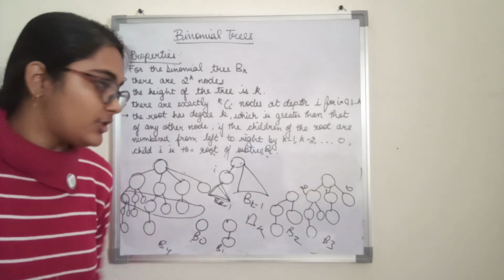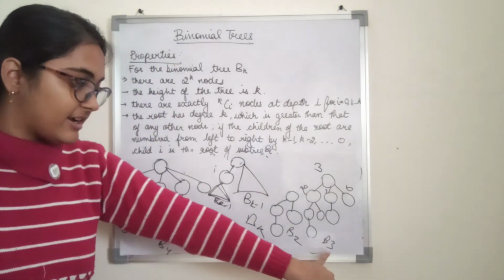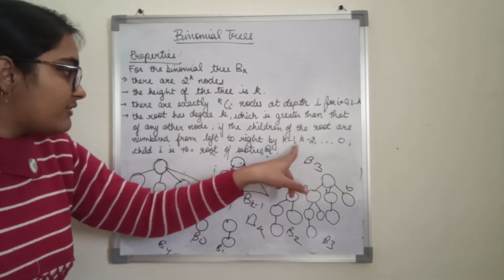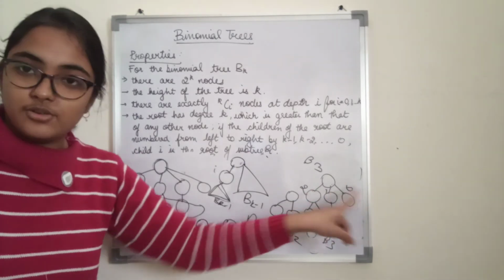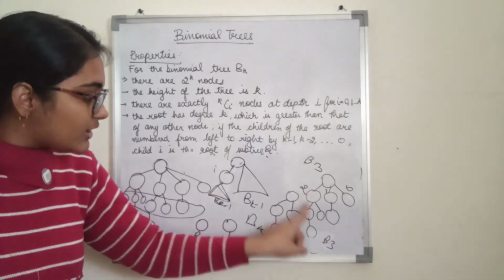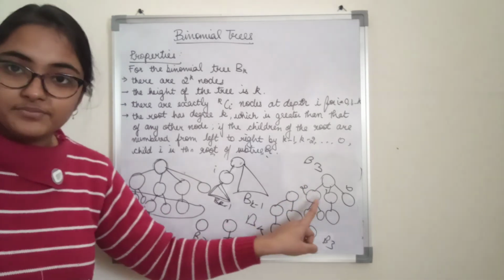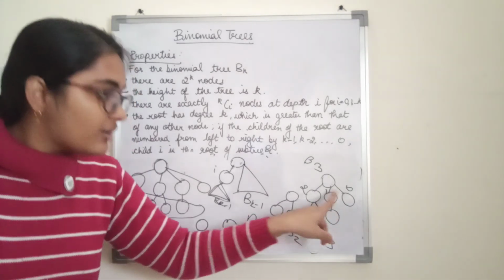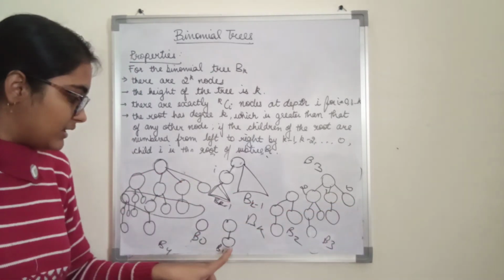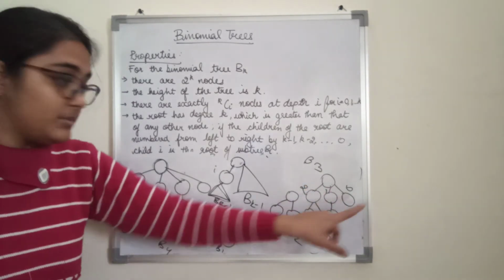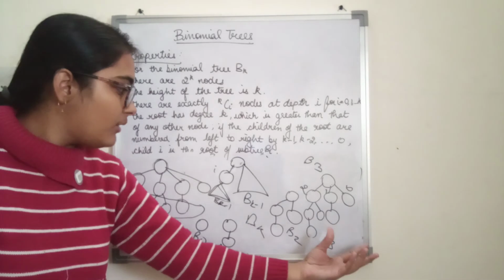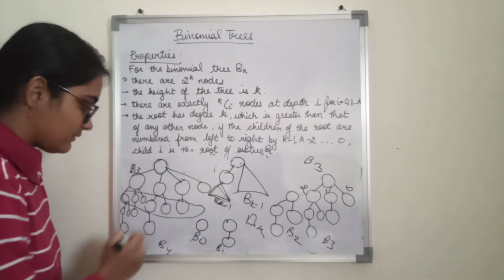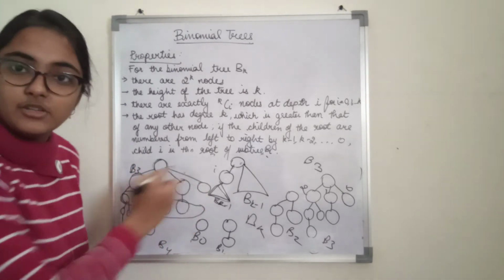If I am talking about B3, and I number the children from left to right by 2, 1, 0, then child i, that is child 2, is the root of subtree B2. This is the root of subtree B1, and this is the root of subtree B0. Now if I talk about B4, this is B3, this is B2, this is B1, this is B0.